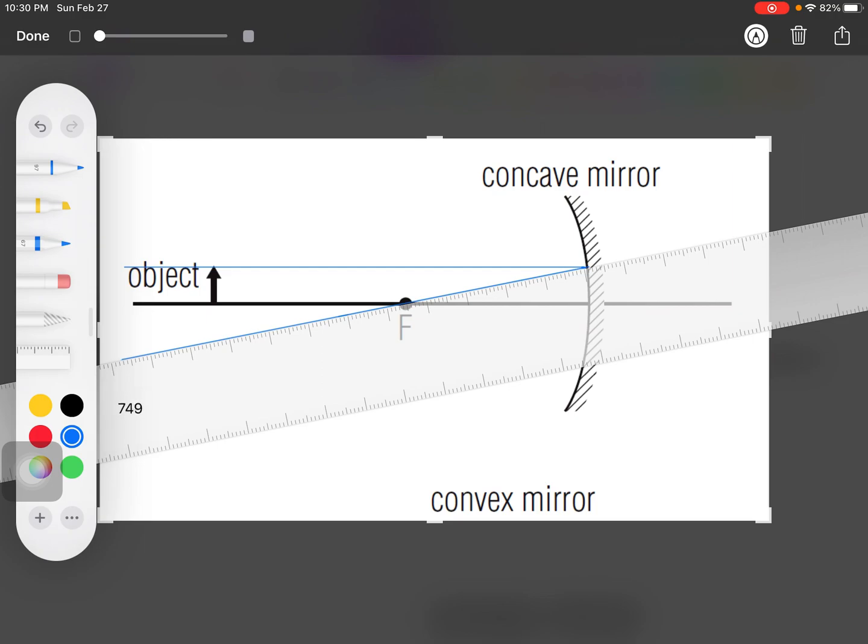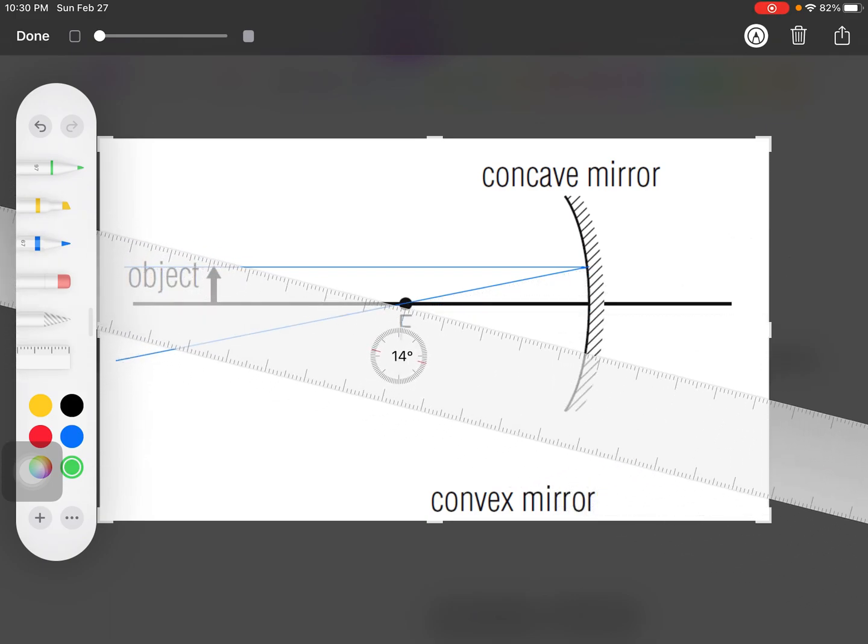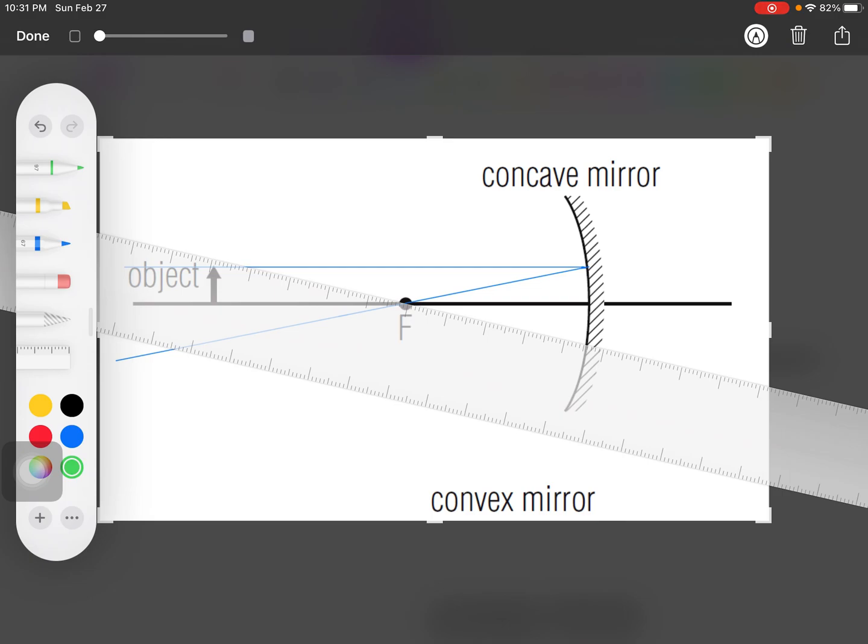Okay, that's not too bad, and we want to extend it all the way. Then the second ray of light that we're going to draw does the reverse. It goes from the top of the object and goes through F first until it hits the mirror.